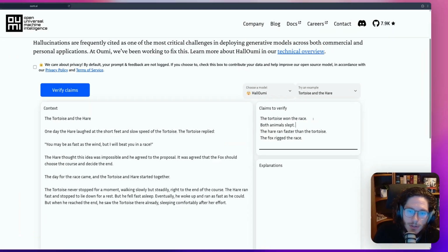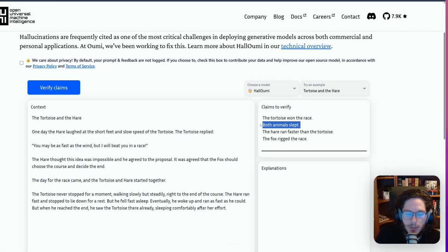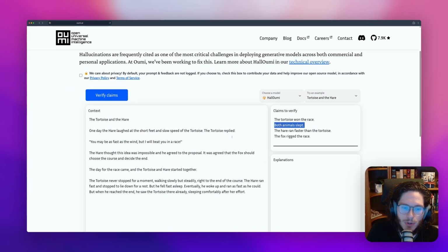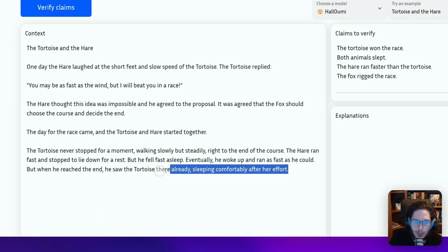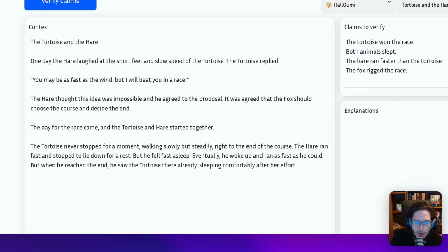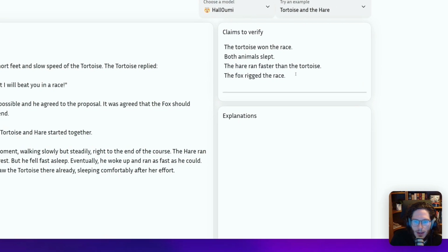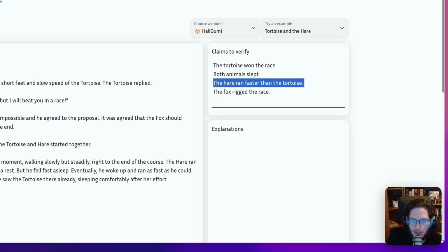So here are our claims. We have the tortoise won the race, which is true. We have both animals slept, which in this version of the story is true. The tortoise is sleeping at the end, and the hare falls asleep earlier on in the race. The hare ran faster than the tortoise.